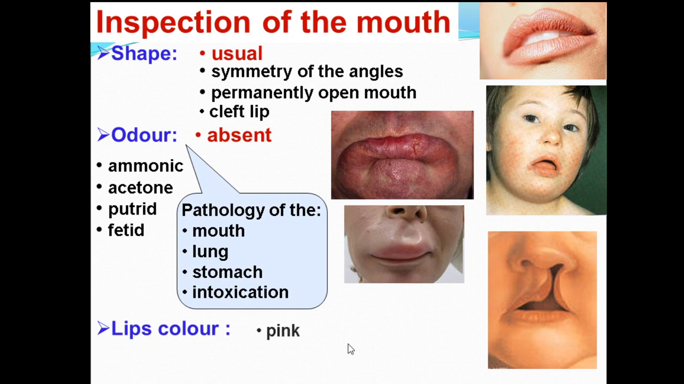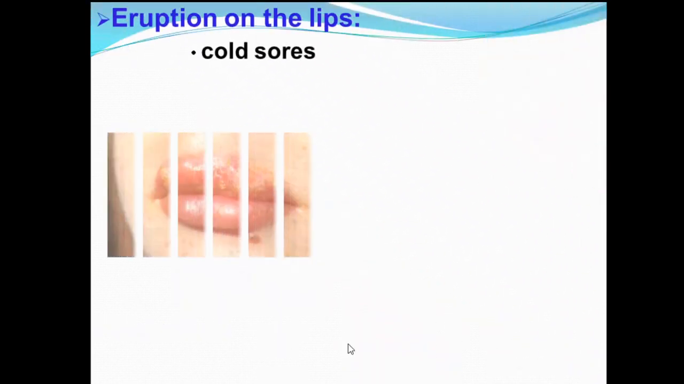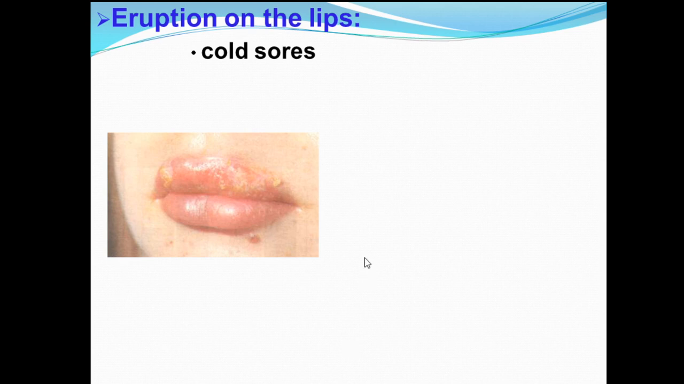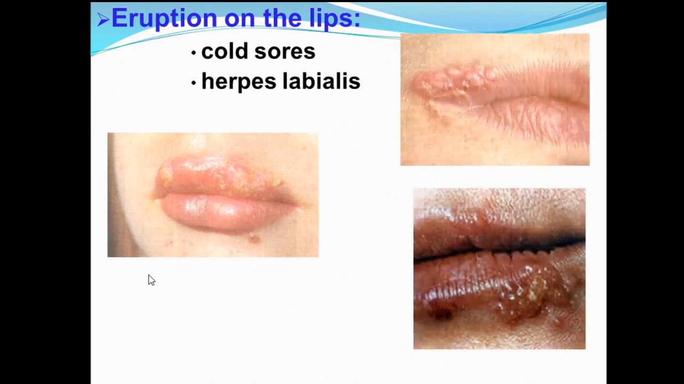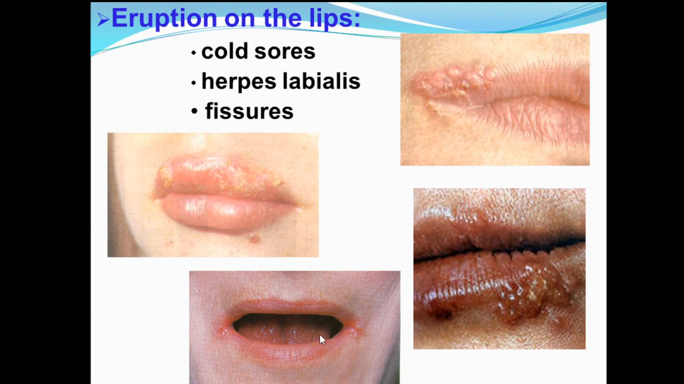We'll pay attention to the color of the lips, which normally must be pink. In pathology, it may be red, bluish, or gray, depending on the gravity of the disease. Sometimes we can see some eruptions on the lips, for example cold sores. I think sometimes you were sick with such a problem. Herpes labialis more often appears in the cold season. And there are specific fissures in the mouth angle, which appear due to some hypovitaminosis, due to pathology of the small intestine or any other metabolic disorder.